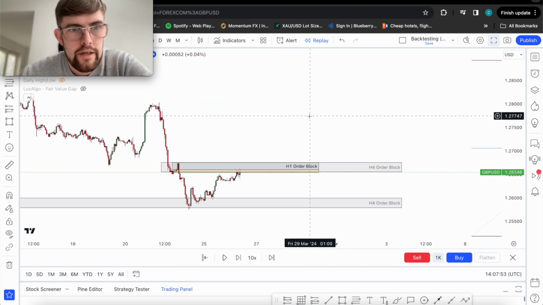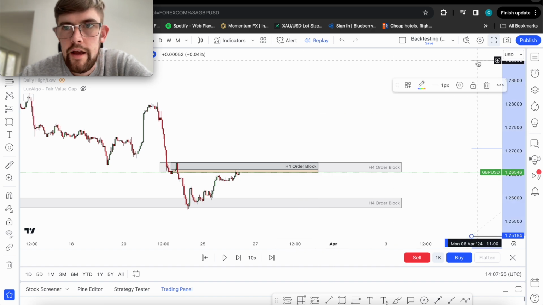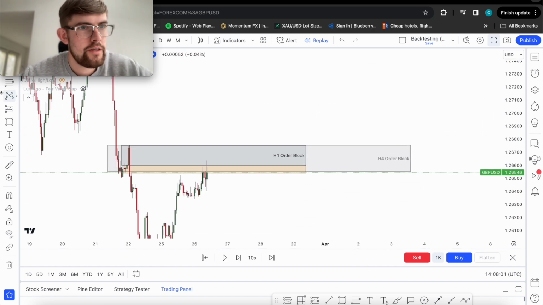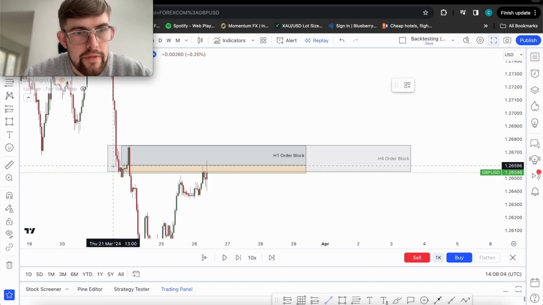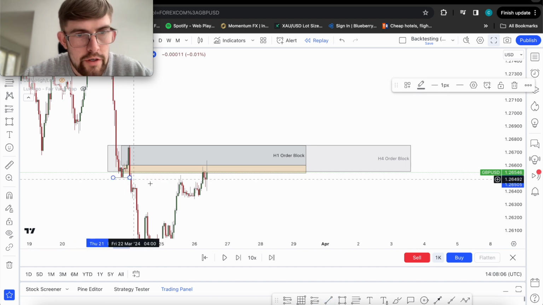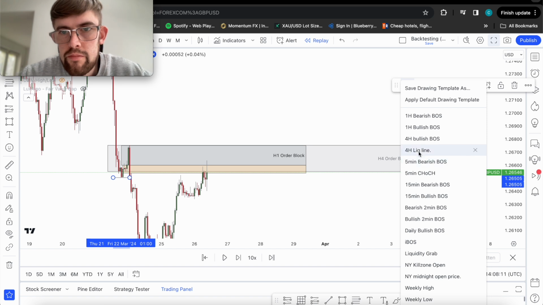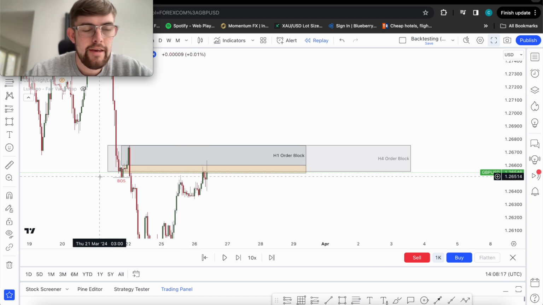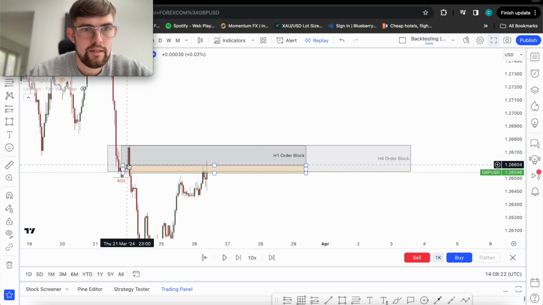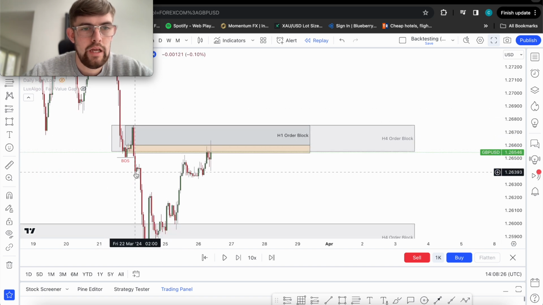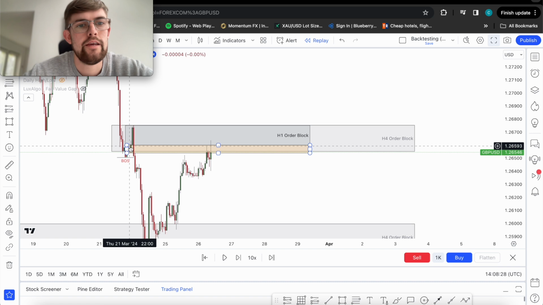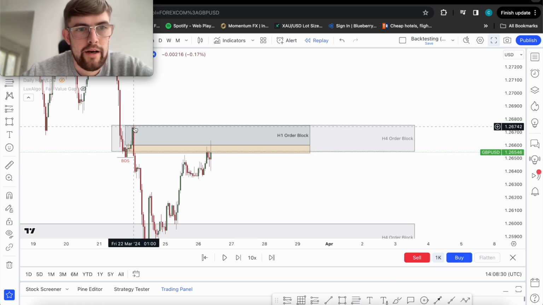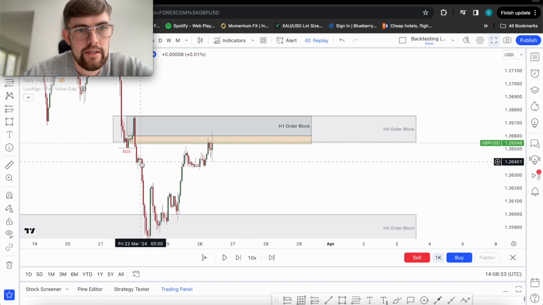Okay, so hourly is slightly different. For me, this here would be our hourly break of structure, and the reason is because for the hour and lower time frames, what I do is any sort of pullback that's over 2 candles in size, and then we see a break again, I class that as a swing pullback. Okay, but here you can see we had 2 candles.